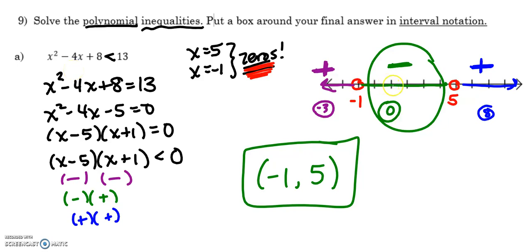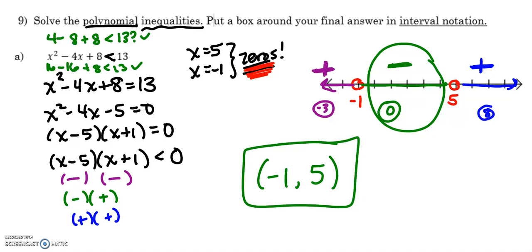So let's try it. Let's say I pick 2. 2 squared is 4, minus 8 plus 8. Is that less than 13? Yeah. Pick any number, let's say 0. 0 minus 0 plus 8. Is 8 less than 13? Yeah. Pick another number, 4. 4 squared, 16, minus 16 plus 8. Is that less than 13? Yeah. Okay, so this whole green interval makes this original statement true because my polynomial, when pretended to be equal to 0, that negative interval is less than 0.